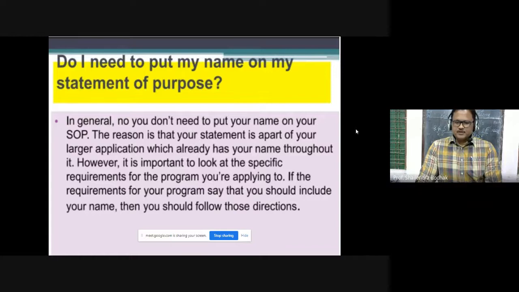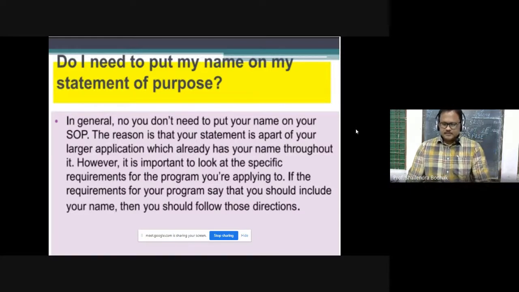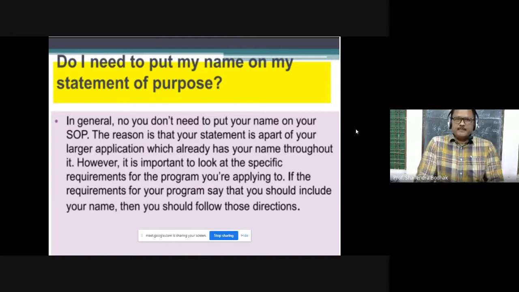However, it is important to look at the specific requirements for the program you are applying to. If the requirements for the program say that you should include your name, then you should follow those instructions. But in general, you don't write your name on the statement of purpose, because in your application letter, your name is already mentioned.